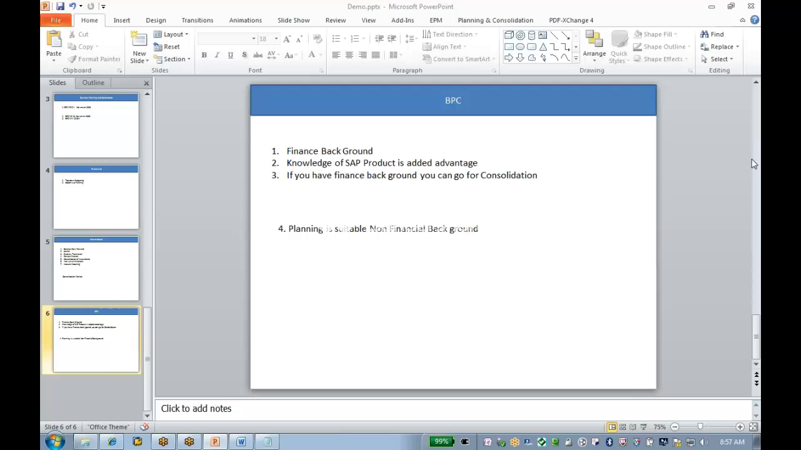My question is, do different people focus on different parts of BPC? Like there are consultants focusing only on the planning side of BPC, and then there are consultants focusing only on the consolidation part. Does it go like that? Yes, you are right. BPC implementations are of two types. One is planning implementation, the other is consolidation implementation. Planning consultants are different, consolidation consultants are different.